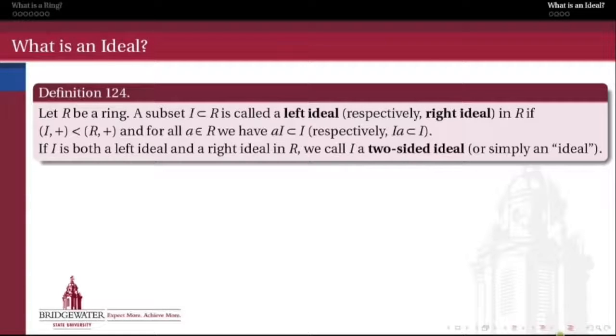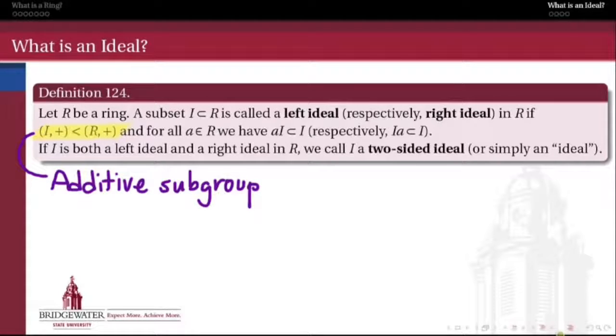So what is an ideal? Because our rings necessarily are not commutative, they could be commutative rings, but they might not be, we have separate definitions for what it means to be a left ideal and a right ideal. So here's the first part of the definition. An ideal is first and foremost a subset, and that subset is an additive subgroup. In other words, this subset has to be closed under the addition operation of the ring. So it's an additive subgroup of R.